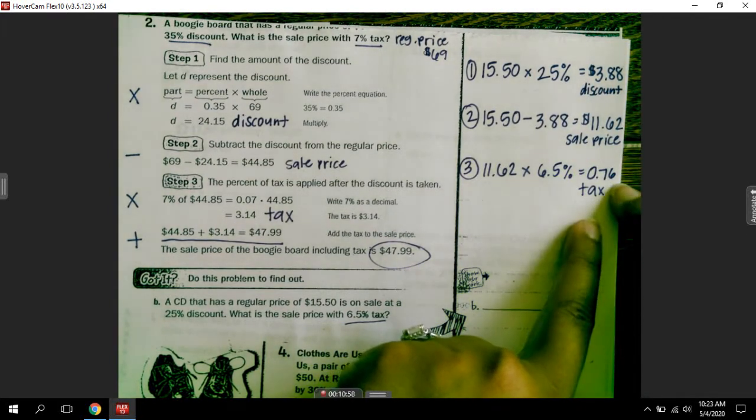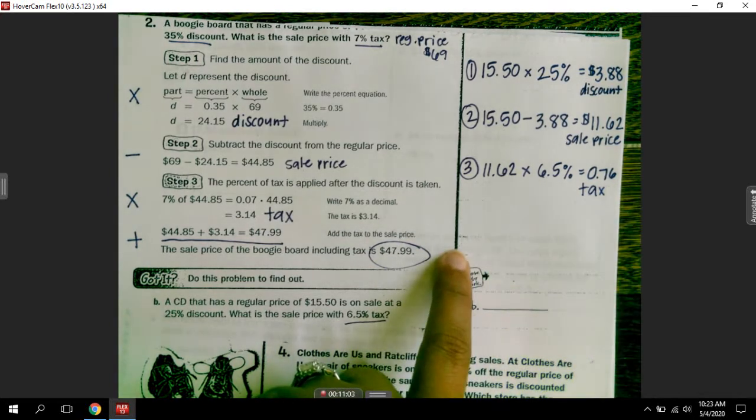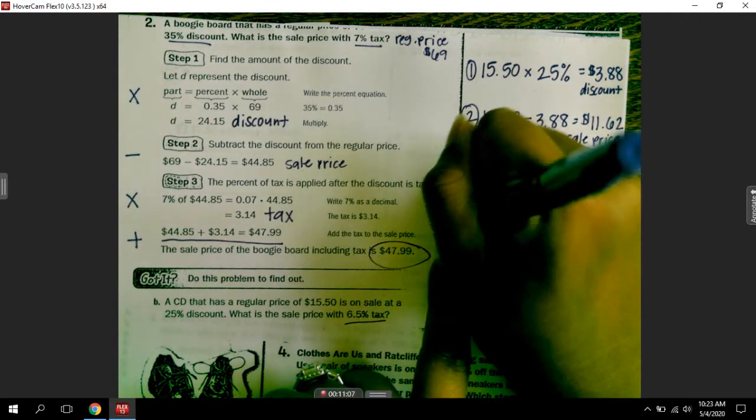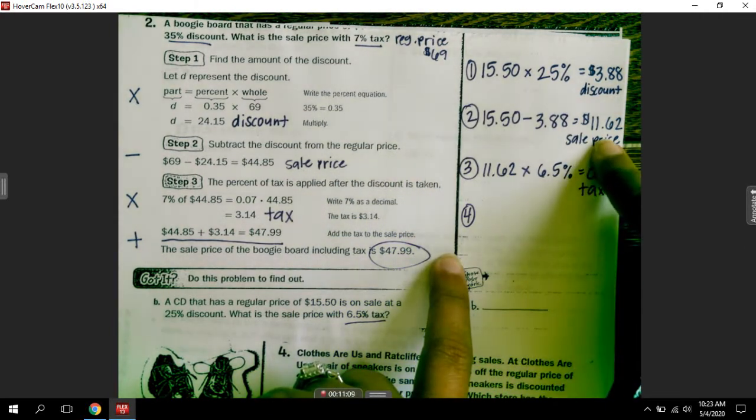That's how much extra you're having to pay for tax. So tax, remember, is added on. It's added to your sale price. So step 4 is going to take that sale price again, which is $11.62.